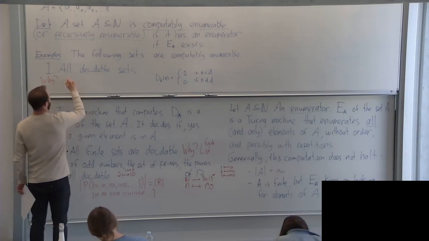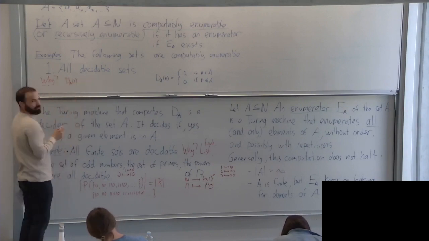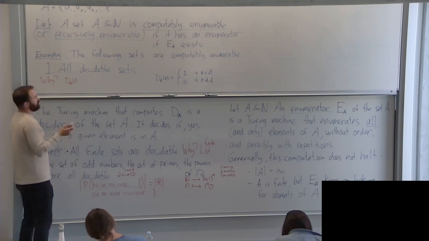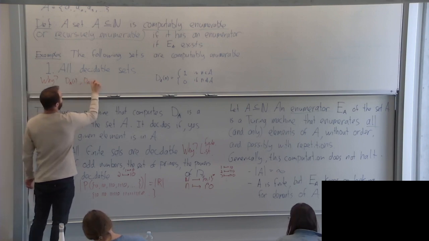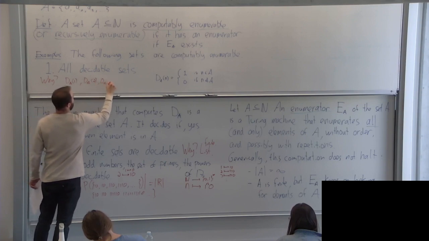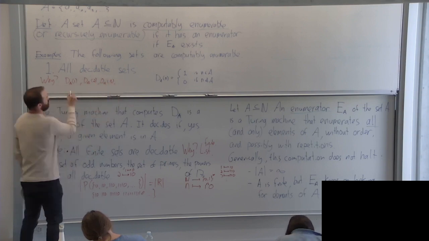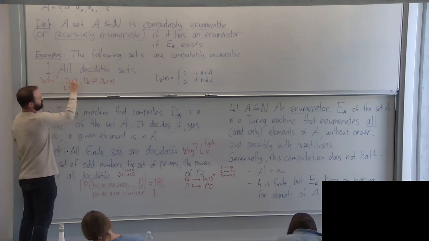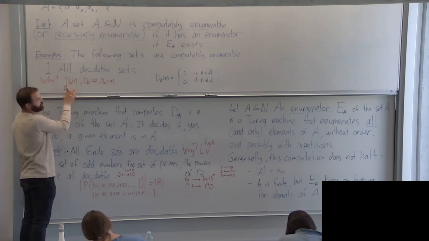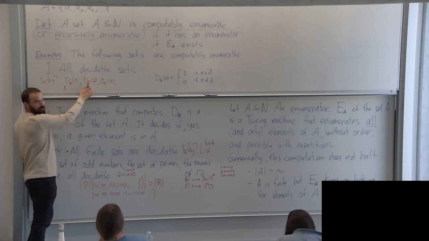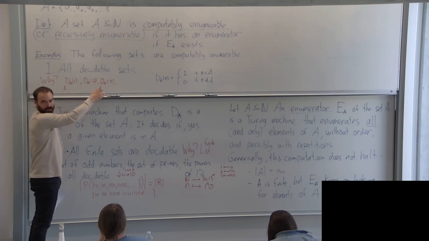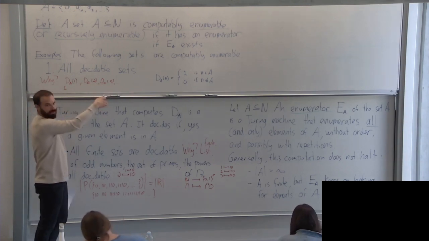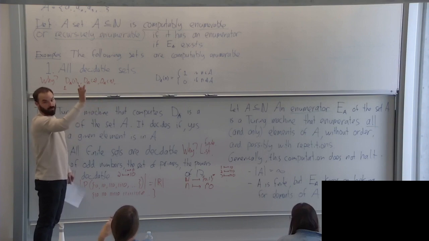Yeah, I'm going to try first dA of 1. It tells me 0 or 1. Then I'm going to do dA of 2 and dA of 3 and so on. If dA of 1 says 1, then I'm going to enumerate 1. If it says 0, I'm not going to enumerate 1, because it's not in the set A. And then dA of 2. Yes or no? Yes, I enumerate 2. dA of 3. Yes or no? No, I skip 3. dA of 4. Yes or no? Yes, I enumerate 4.